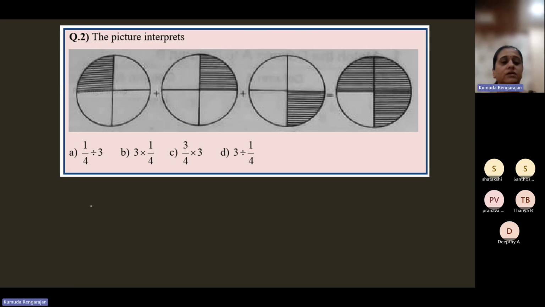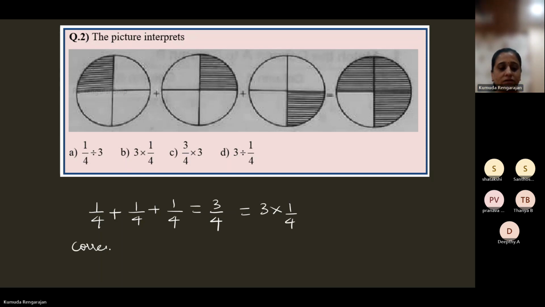So here, the first one is 1 by 4, plus the second one is also 1 by 4, the third one is also 1 by 4, is equal to, you can see the final image, which is 3 by 4. So again, which is 3 into 1 by 4. 3 by 4 is 3 into 1 by 4. So the correct option is B. 1 by 4 plus 1 by 4 plus 1 by 4 is equal to 3 by 4, which is 3 into 1 by 4, because 3 into 1 is 3, multiply the numerators. 3 into 1, 3 by 4.